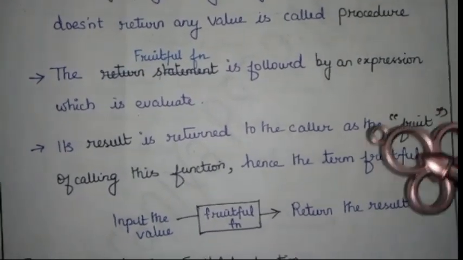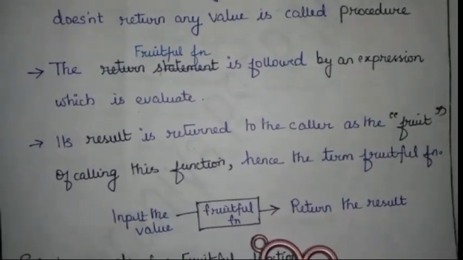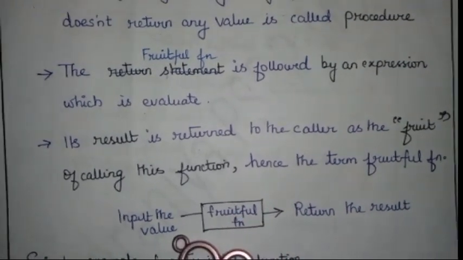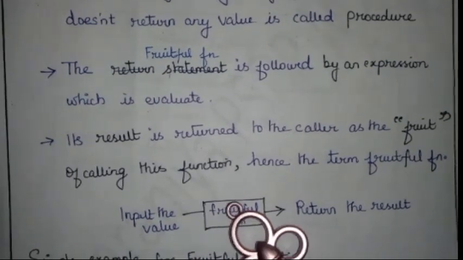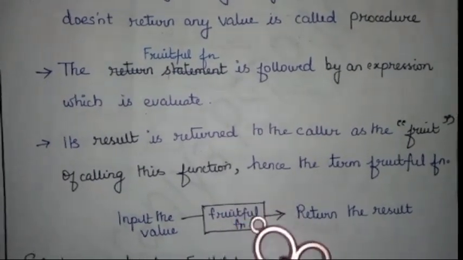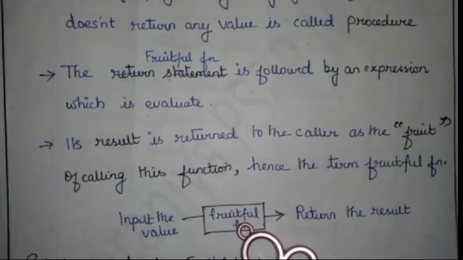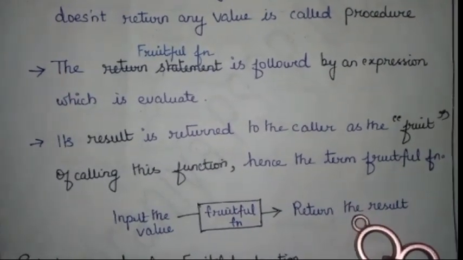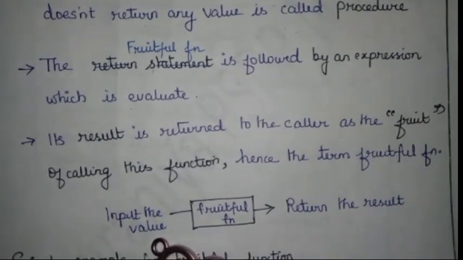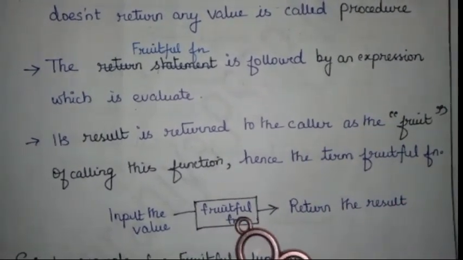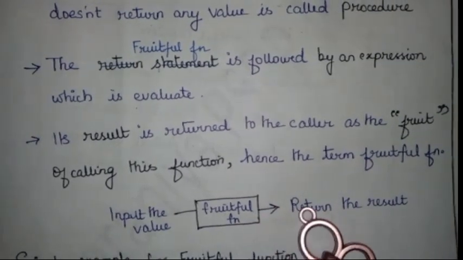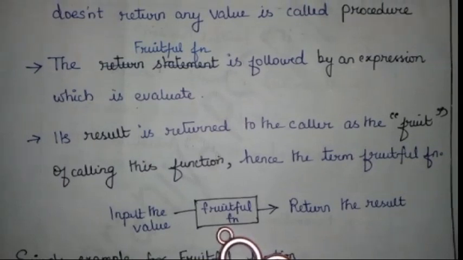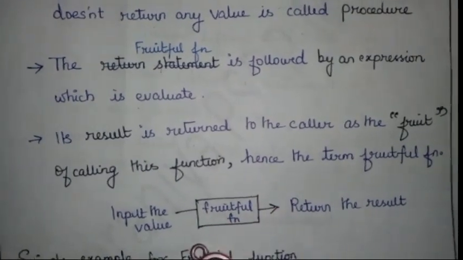Let us see a simple diagrammatic explanation. So, an input value is given to a fruitful function which has some expression. That expression is evaluated and this function will return a result, which is nothing but the fruit to the called function. This function is being called, right? So, this is a fruit or a result of this function call. So, this becomes a fruitful function.